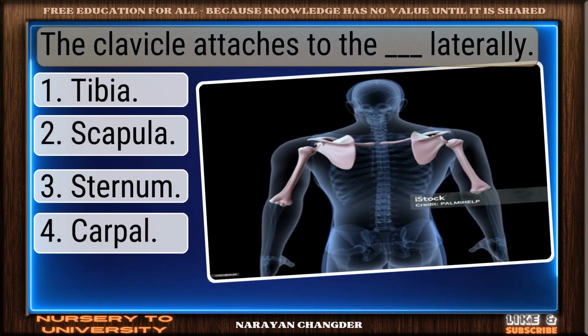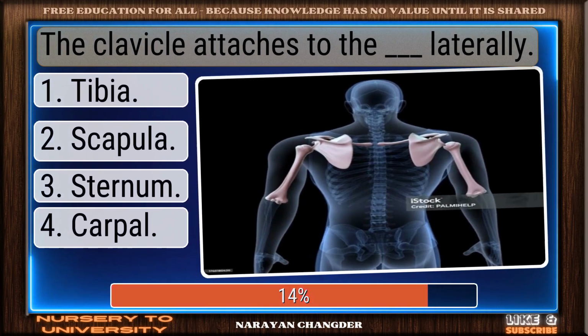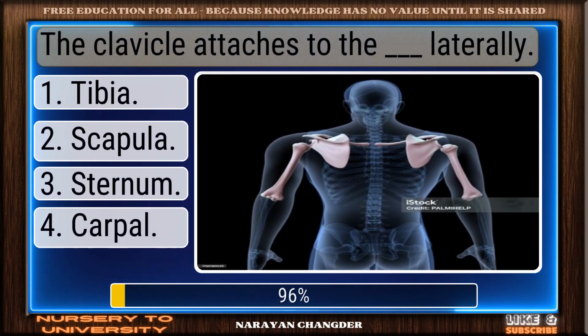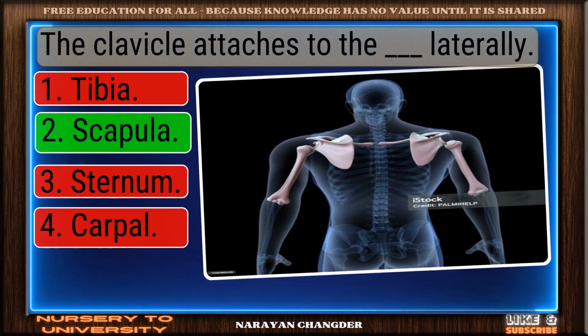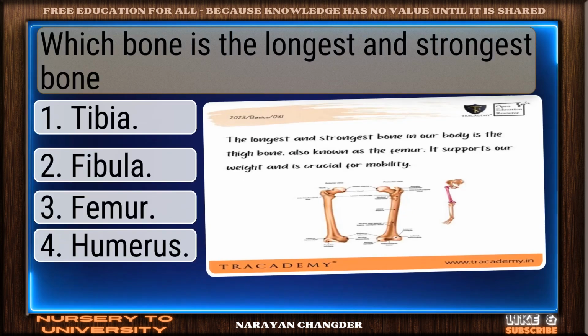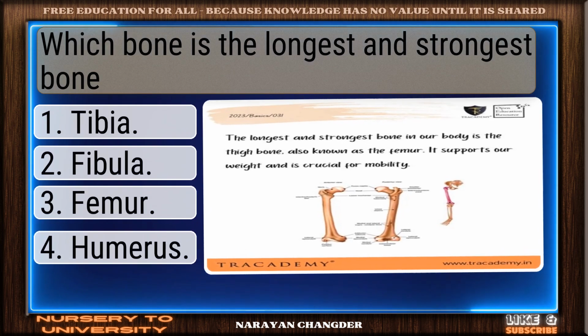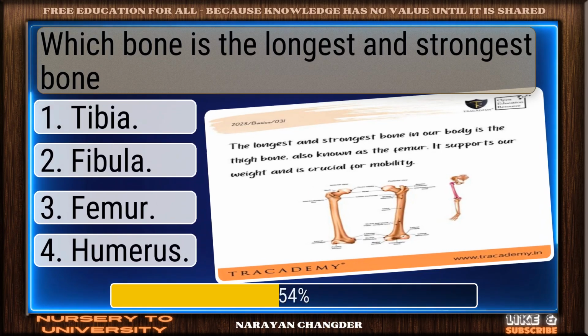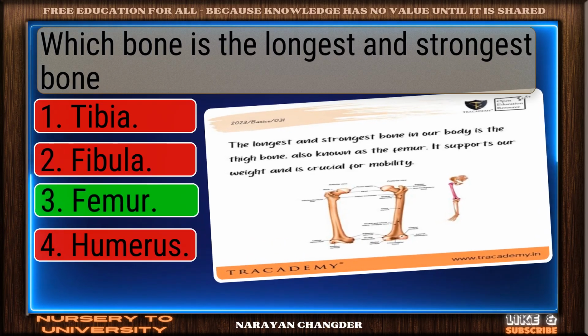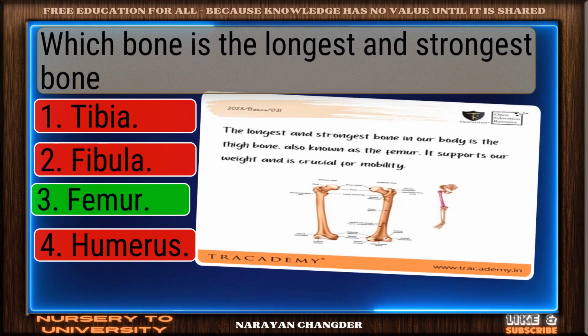The clavicle attaches to the dash laterally. Sharp thinking. Scapula is the right choice. Which bone is the longest and strongest bone? Nicely done. Femur is a solid answer.